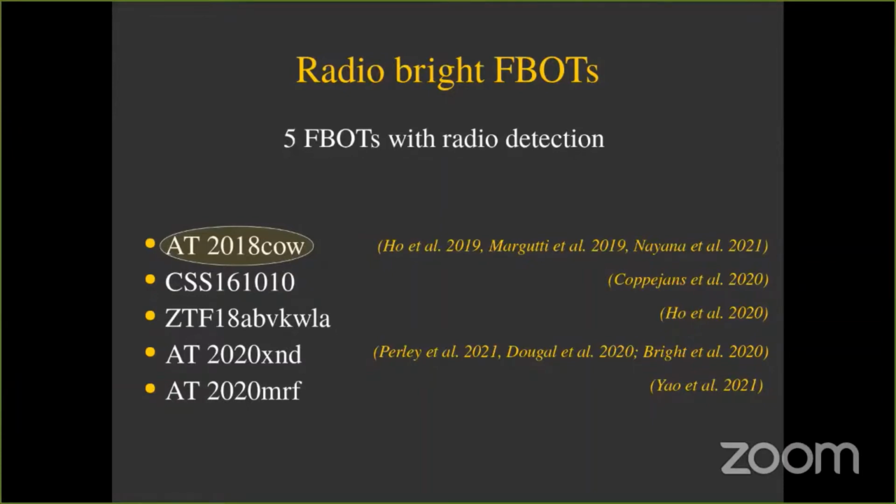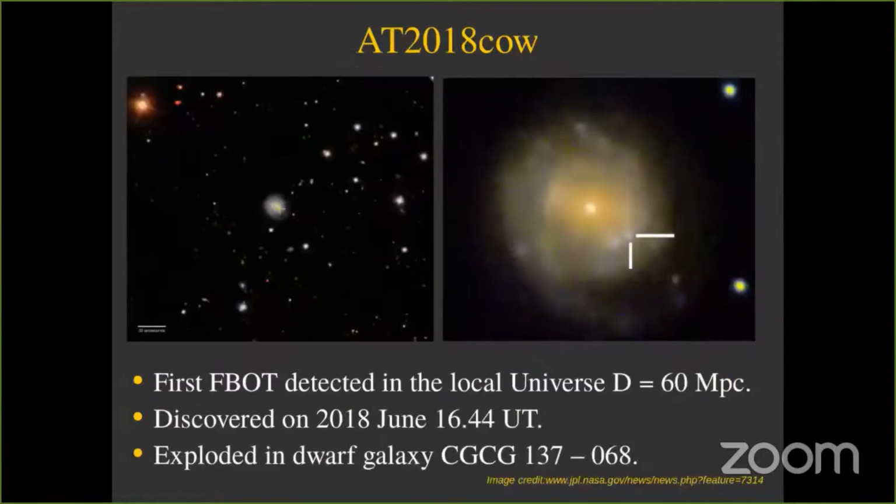and I'll be talking about the first and the most detailed studied FBOT of this sample, AT2018cow. So this event happened in a dwarf galaxy at a distance of only 60 megaparsec. So at the time of discovery, this was the first FBOT to be discovered in the local universe. It happened in 2018 June.